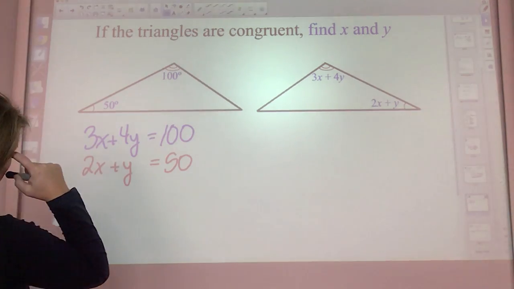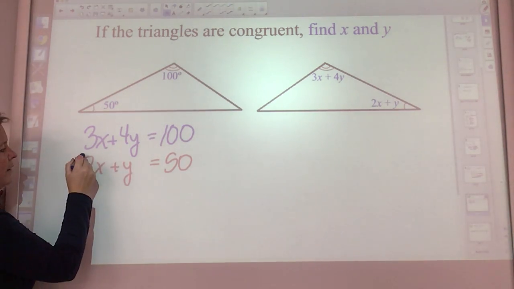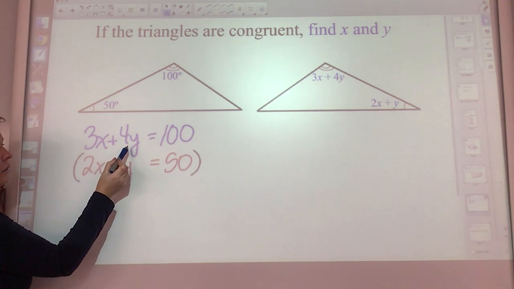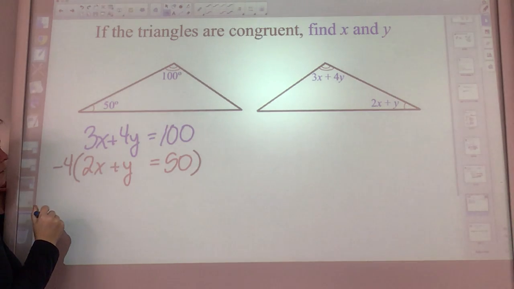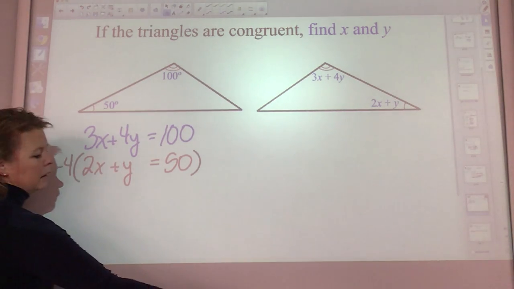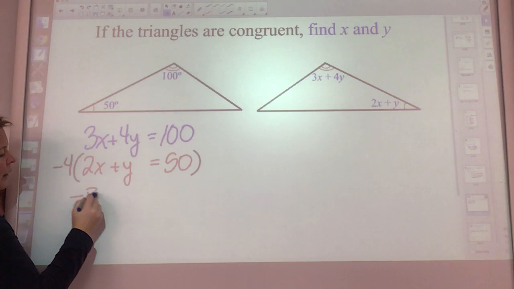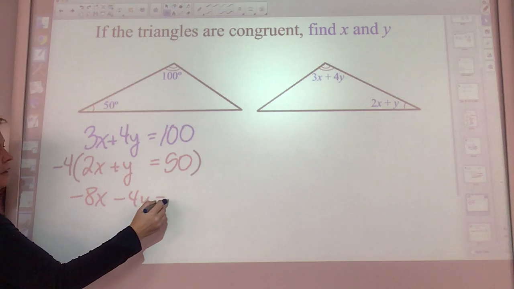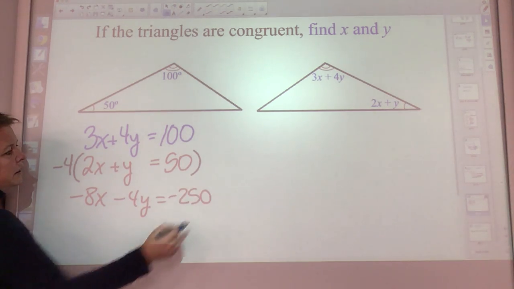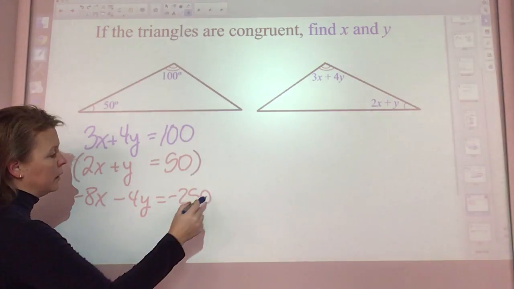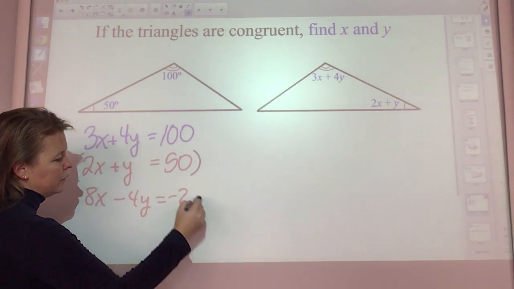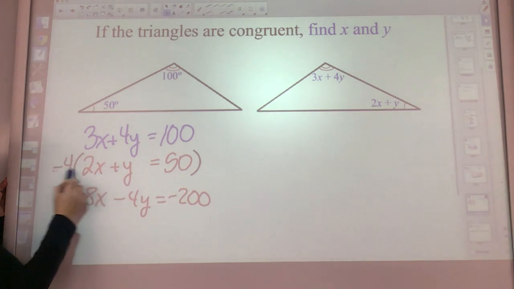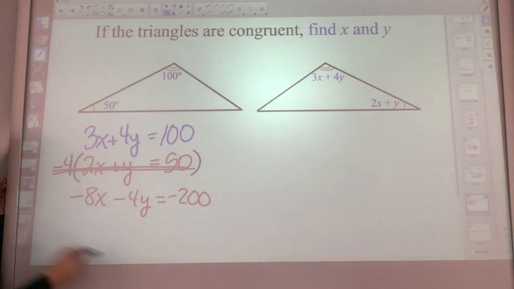Elimination method. We want to eliminate. I'm going to pick this y to eliminate, and I can eliminate this y by turning it into a negative 4y. If I multiply this equation by negative 4, I get, I'll write it in red, a negative 8x minus 4y equals negative 250. Nope, negative 200. You got to keep me on my toes on my math here. Negative 200. As long as you multiply everything by the same number, completely legal. We don't need that anymore.